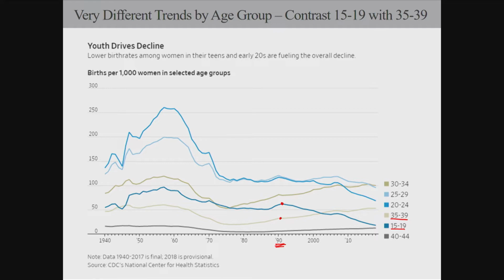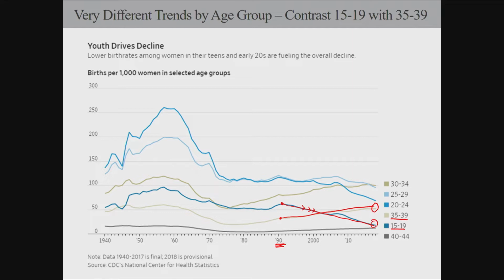What you can see is that in the years since 1990, the birth rate among females 15 to 19 has steadily fallen, whereas the birth rate among women 35 to 39 has actually risen. And so it is now the case that women 35 to 39 are almost 3 times as likely as females 15 to 19 to have kids. This is a really big change.